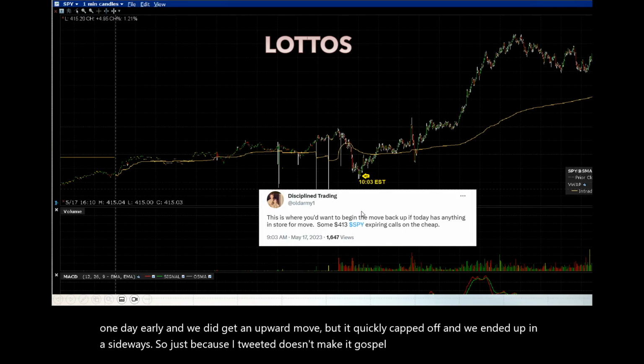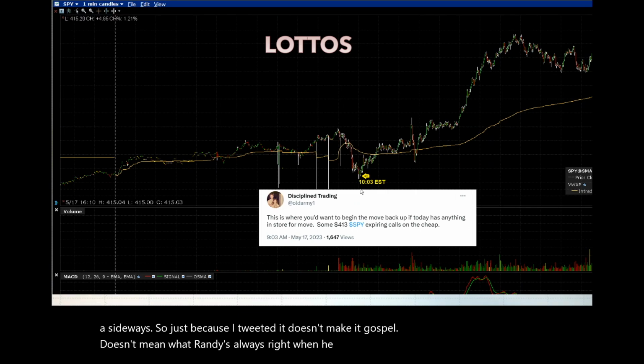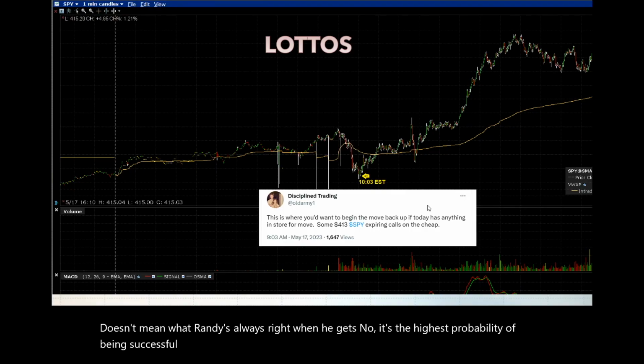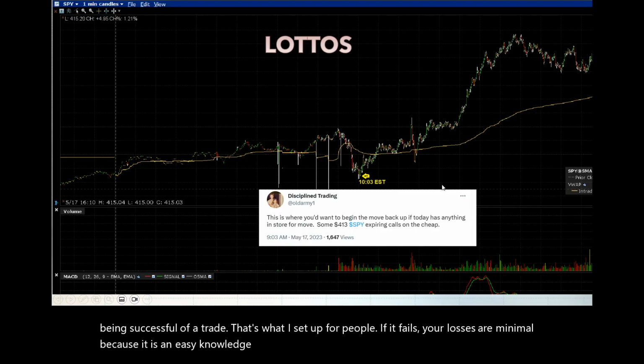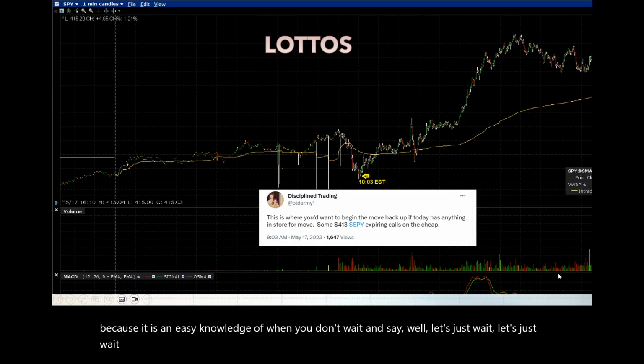It doesn't mean Randy's always right. No, it's the highest probability of being a successful trade. That's what I set up for people. If it fails, your losses are minimal, because it is easy to know when to exit. You don't say, well, let's just wait and see. No, it is a concrete number that had to hold for this to be a successful trade.